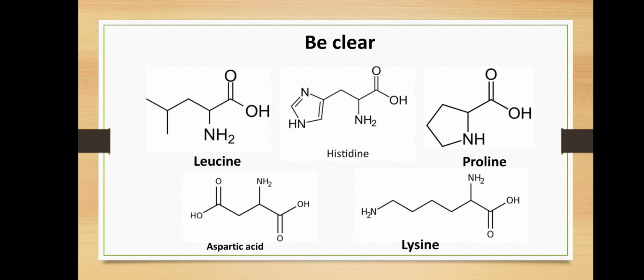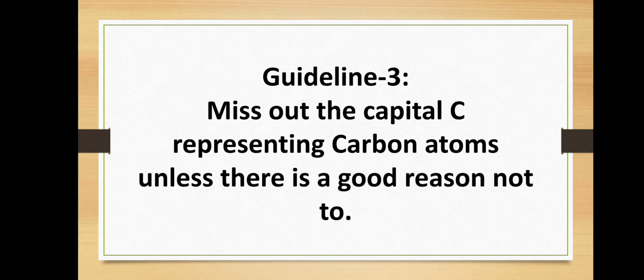Okay, you can see here I have drawn the structure of leucine, histidine, proline, aspartic acid and lysine. One important point I need to say here is that proline, you see proline is an amino acid, right? NH group is there, no NH2 is there. Okay, so the last guideline is miss out the capital C representing carbon atoms unless there is a good reason not to.